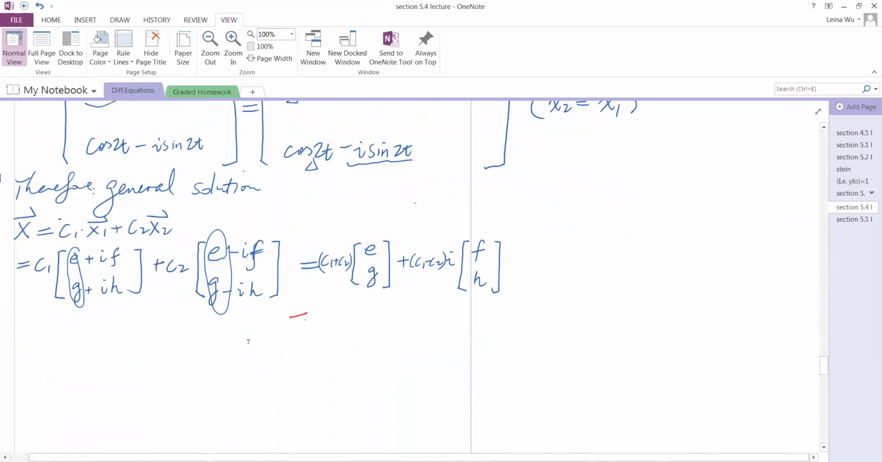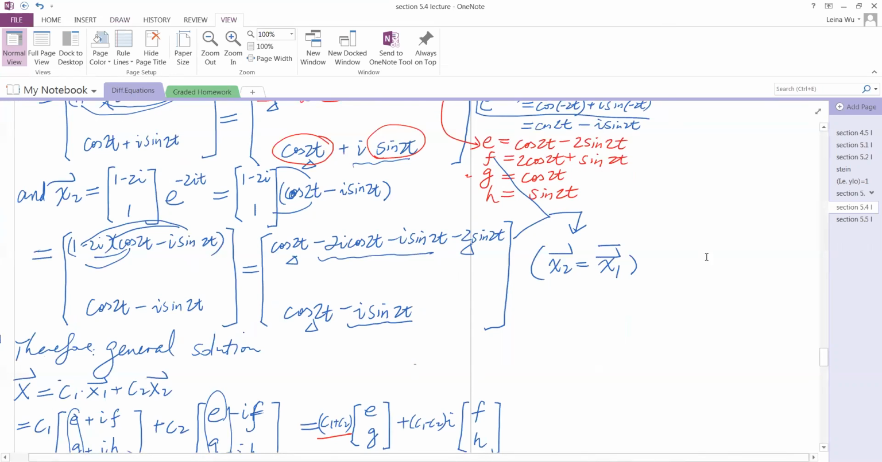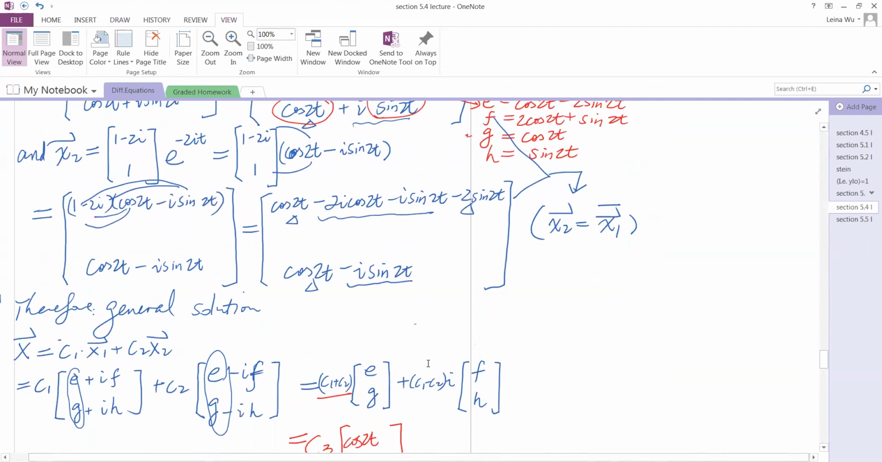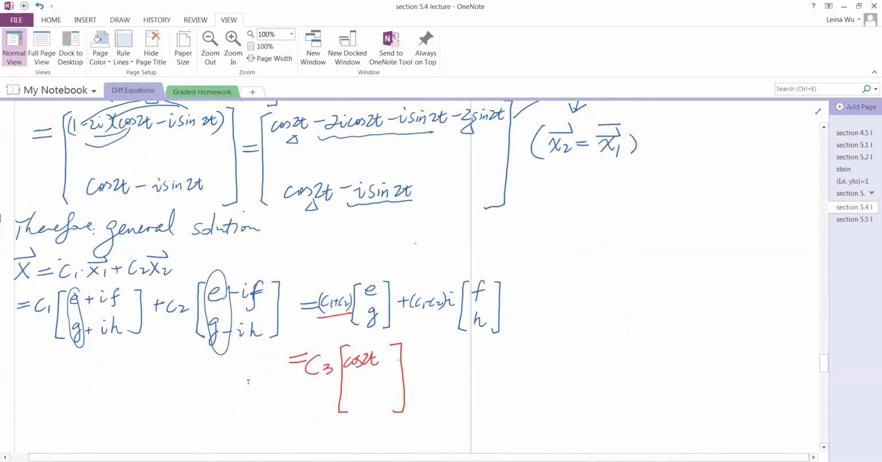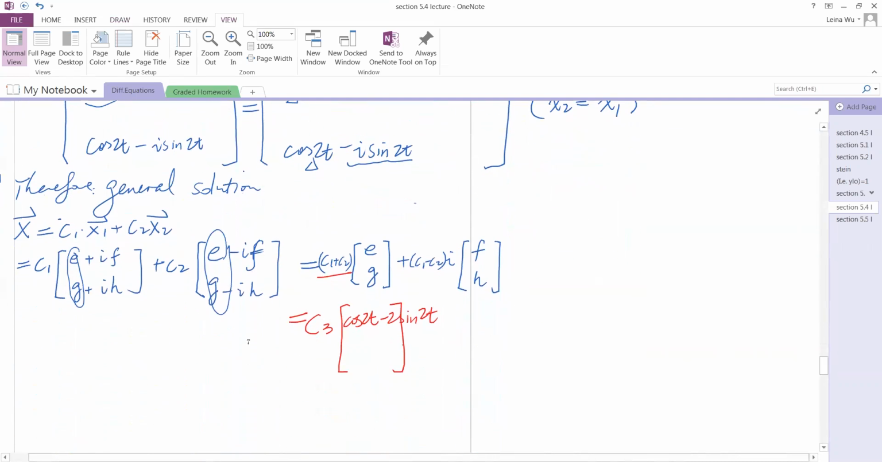So in the end, the C1 plus C2, can this be considered as a constant? Yes. I'm just going to say this is a C3, and I'm just going to write E and G. So E is cosine 2t minus 2 sine 2t. I'm running out of space here. Okay, so that's E.